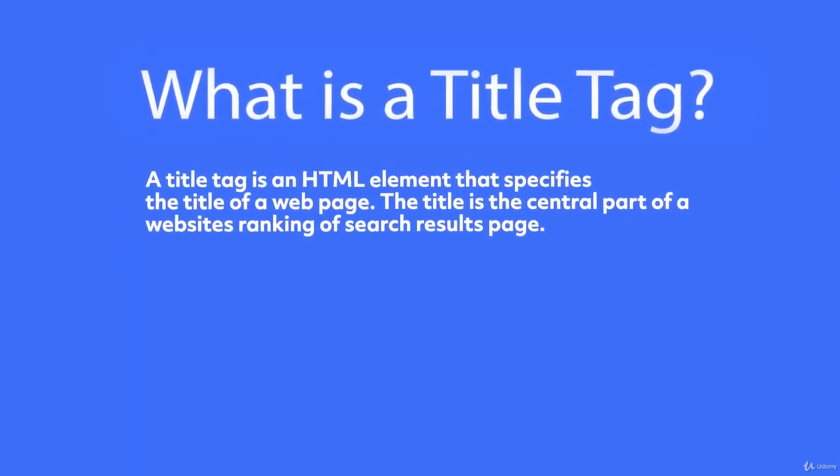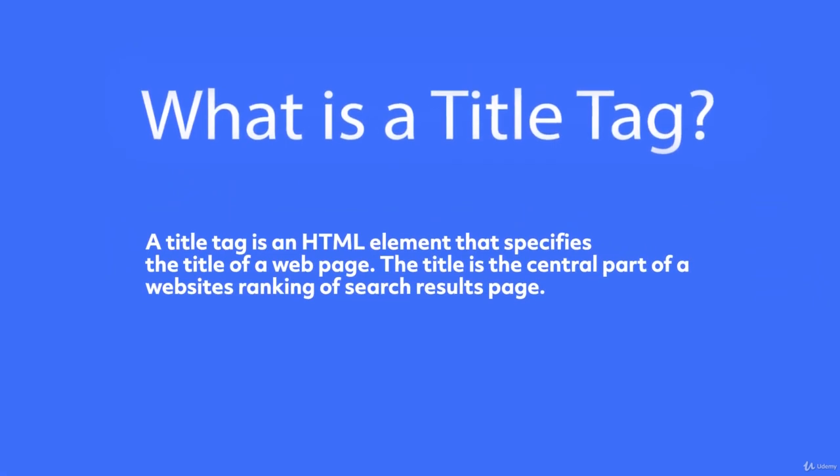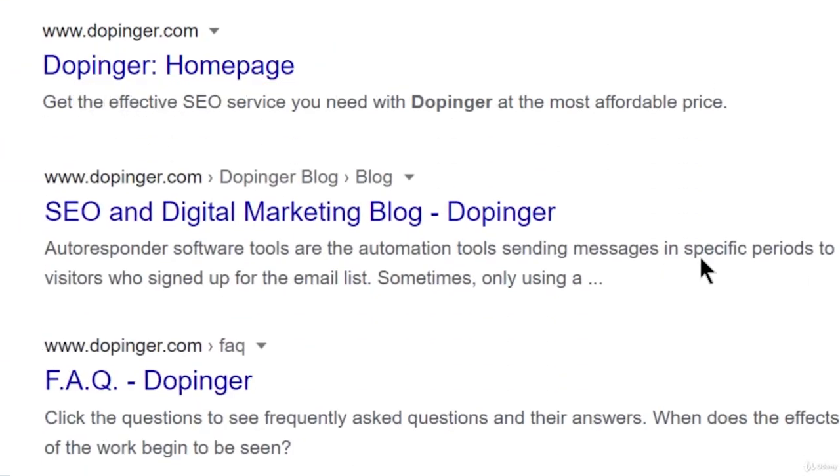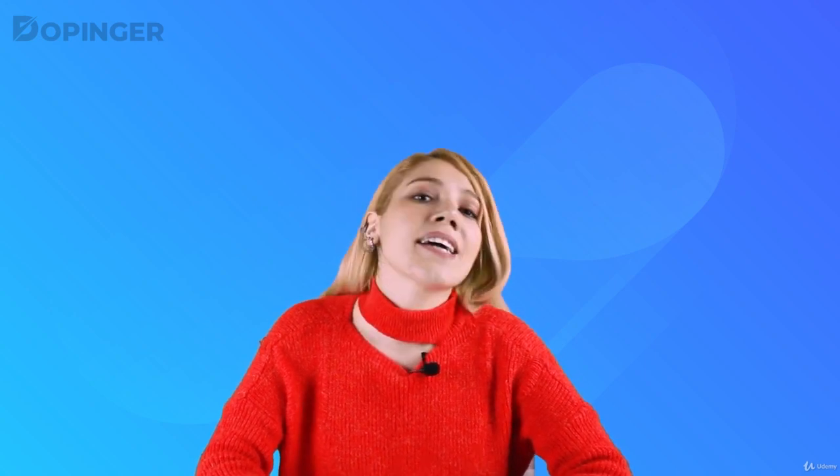A title tag is an HTML element that specifies the title of a web page. The title is the central part of a website's ranking on the search results page. It appears in blue, and its font is more apparent than everything else. Also, it's hyperlinked back to your website. A title tag's fundamental function is to inform visitors and search engines about what they can expect from the web page as shortly and concisely as possible. After the website's content, title tags are the second most important on-page factor for SEO.